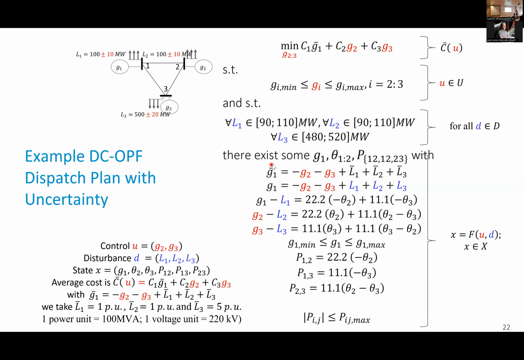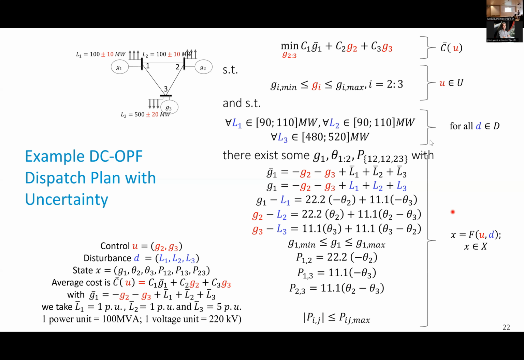And then there must exist some electrical state. The electrical state is theta, plus the value of the slack bus power, plus here I also add the line power flows, the active power flows, that satisfy all those equations, which are the DC approximation equations here. Then the slack bus value must also be between the bounds. That is a constraint that involves both the red and the blue values here. And the power lines must satisfy the branch flow limits here.